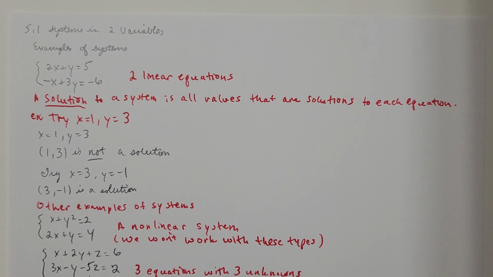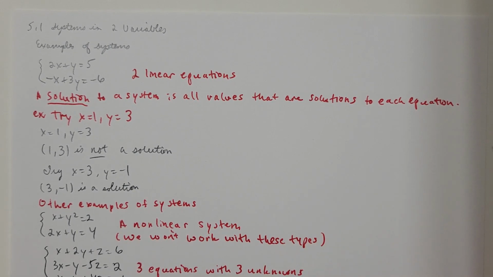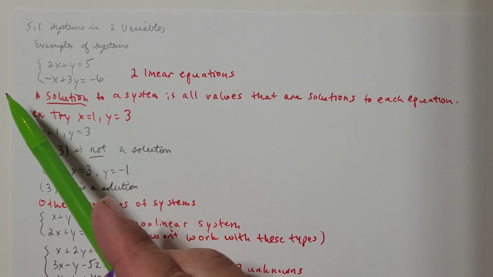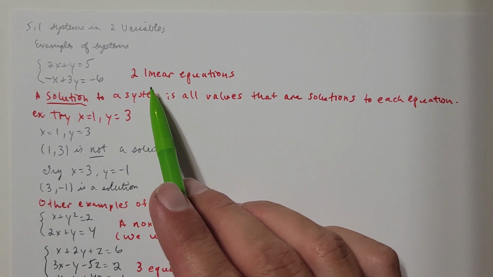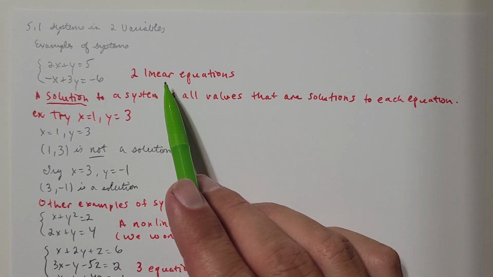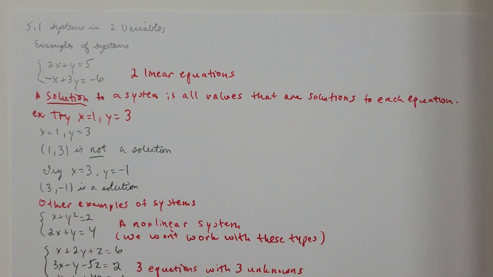I got some examples of systems here just to start off. So a system is where you have one or more equations and there's one or more unknowns. So like if I had the system given by the equations 2x plus y equals 5 and negative x plus 3y equals negative 6. Okay, we use a bracket usually to enclose all the equations in the system. So this would be a system of two linear equations and there's two unknowns, the unknowns being x and y.